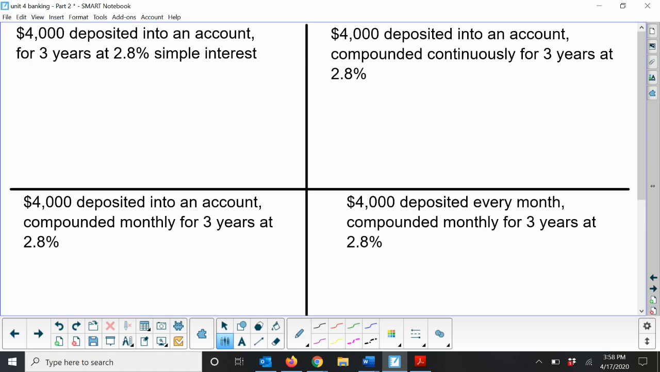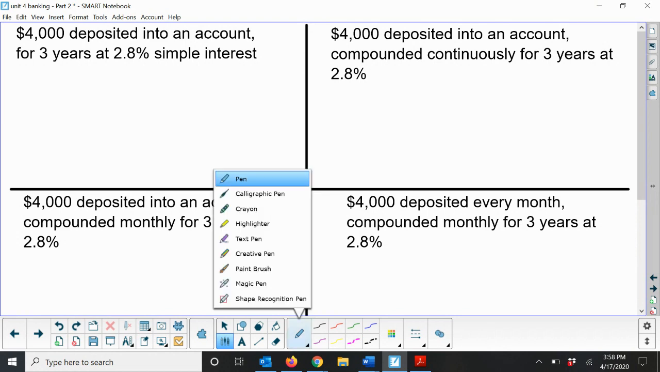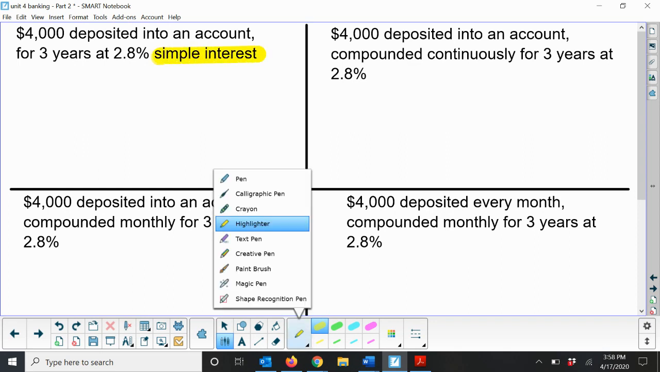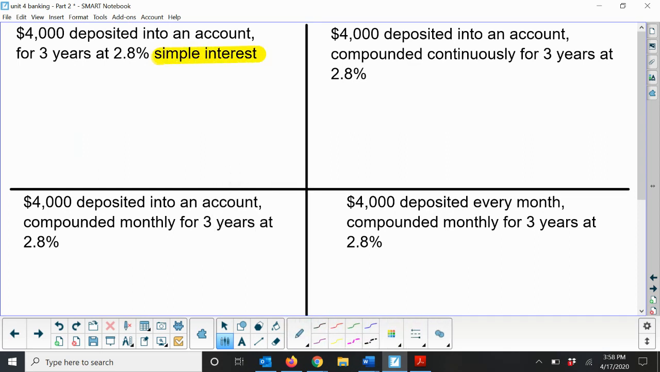All right, so we've got 4 different equations here. They all look pretty similar, but we've got to be careful and make sure we read these problems so we know what type of problem we are solving here. So our first one, $4,000 deposited, 3 years, 2.8% simple interest. That is our important clue here. Simple interest tells us we are using our simple interest formula. That one is always nice and obvious for us.